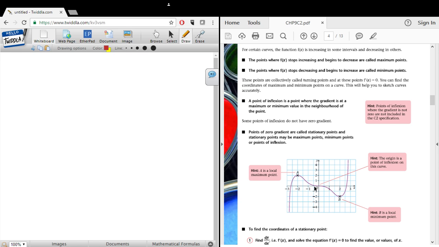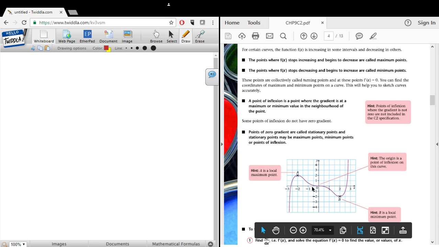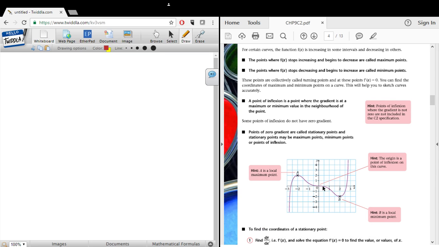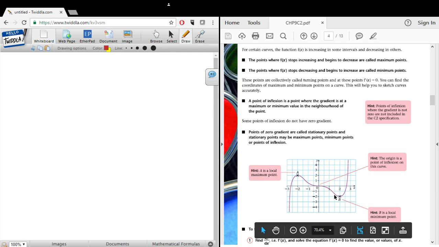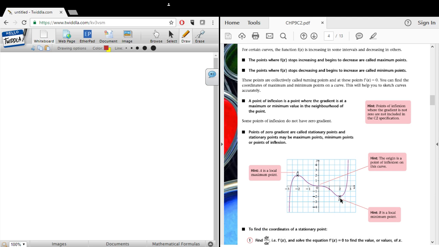Likewise here, the origin is a point of inflection on this curve. Why? Because as you can see, it stabilizes, so it becomes horizontal, and then it's at a gradient. The gradient is at a maximum or minimum value in the neighborhood of the point. This is again a point of inflection, and then you can see that we are decreasing once again, and then all of a sudden we start to increase. So this is a minimum.